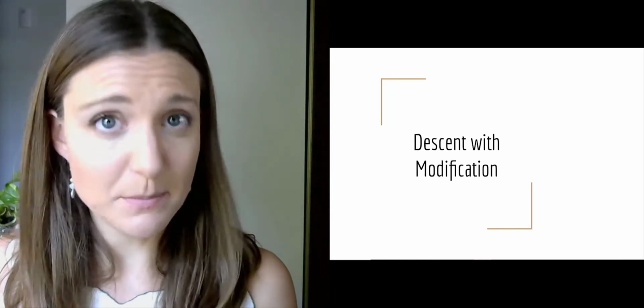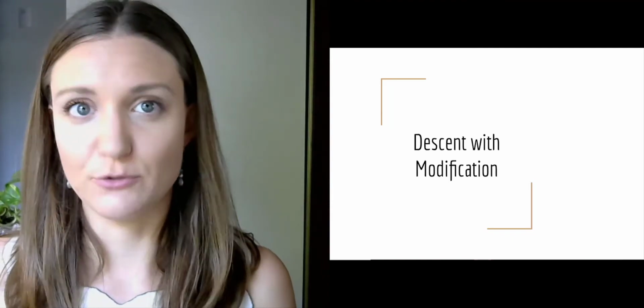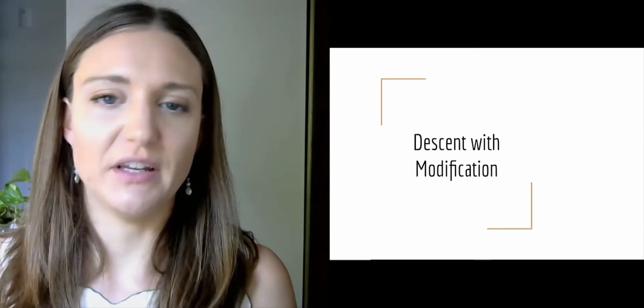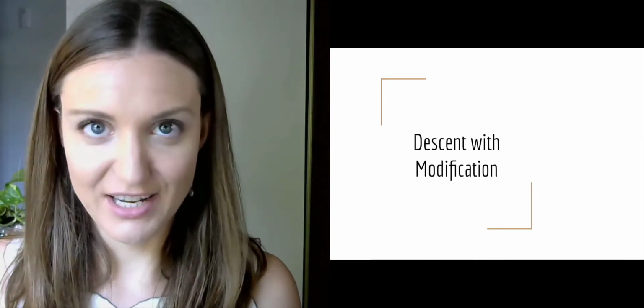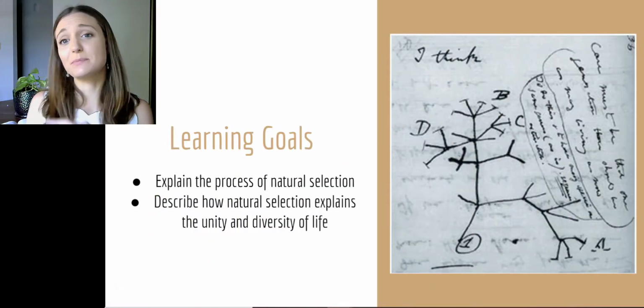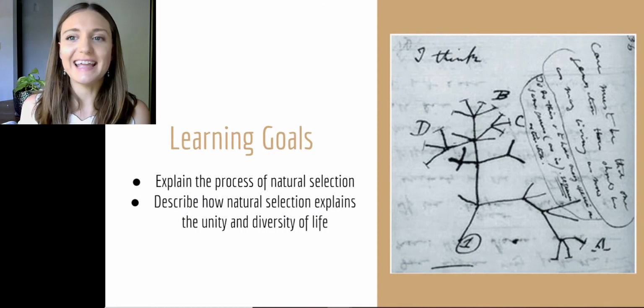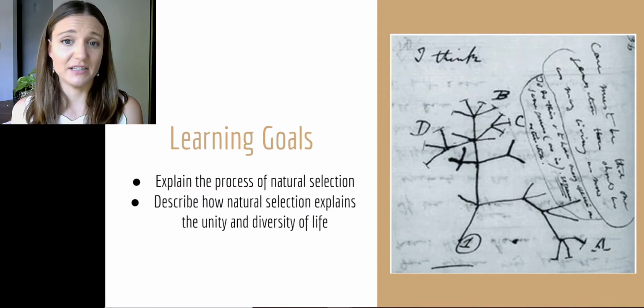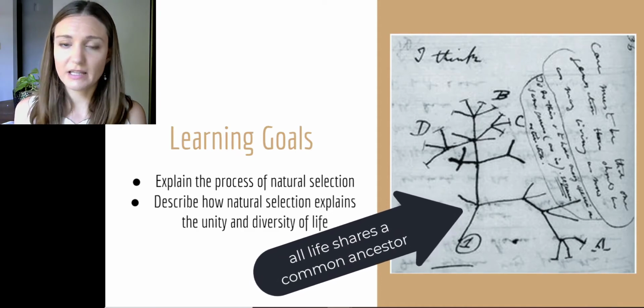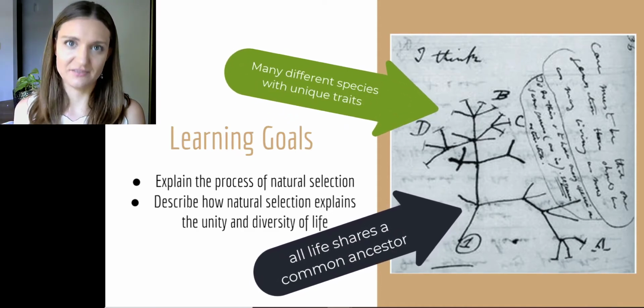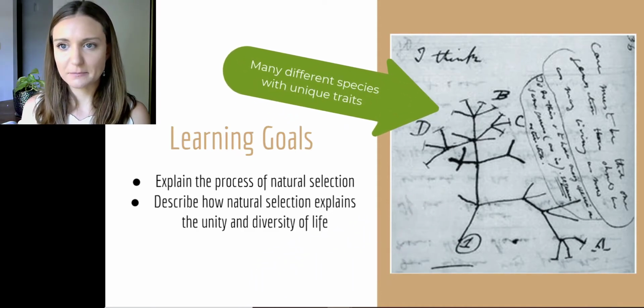Let's dive a little bit deeper into Darwin's theory of natural selection, which we're going to talk about here as descent with modification. All right, so again, we're going to explain the process of natural selection and describe how natural selection explains both the unity of life, how all life is related, and the diversity of life. Why are there so many different species?